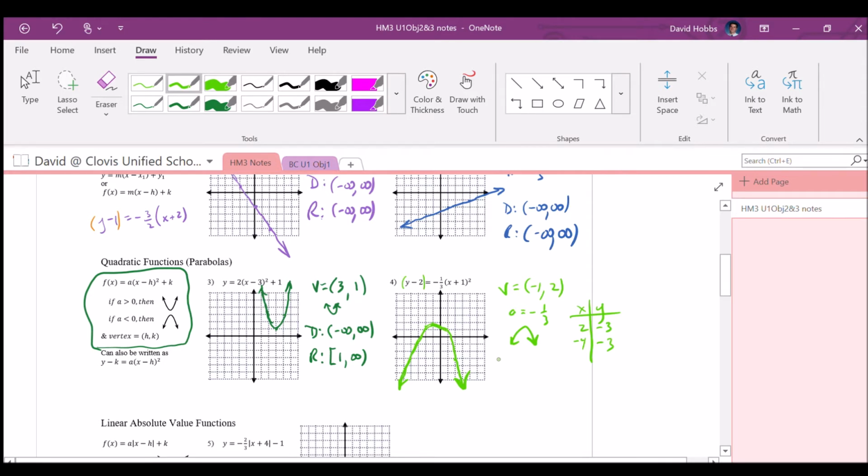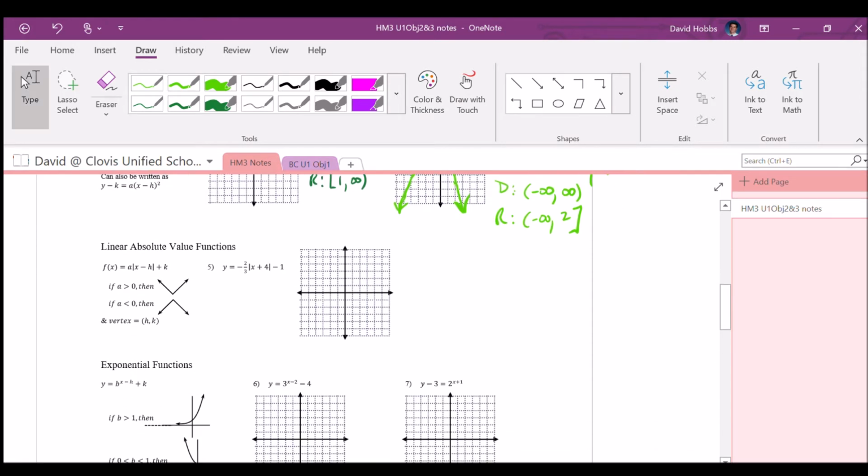Okay, so my domain, it does go left and right forever, so all reals. My range doesn't go up forever. In fact, my highest elevation is 2, and it touches the 2. My lowest elevation, it goes down forever, so that's coming from negative infinity. So negative infinity to my highest elevation of 2, and it touches the 2.